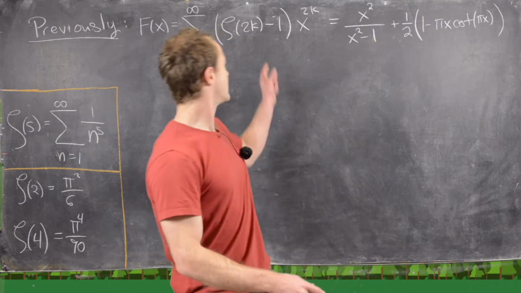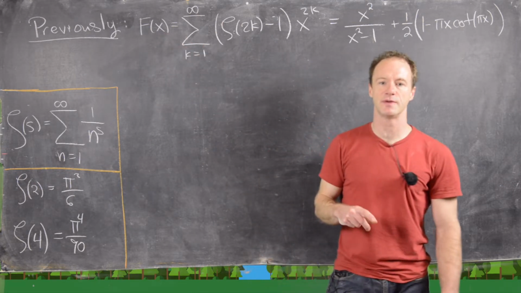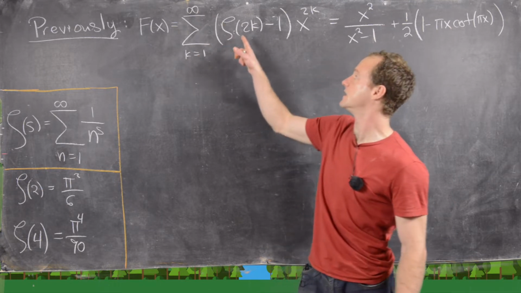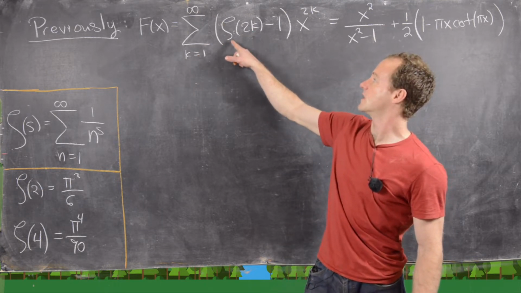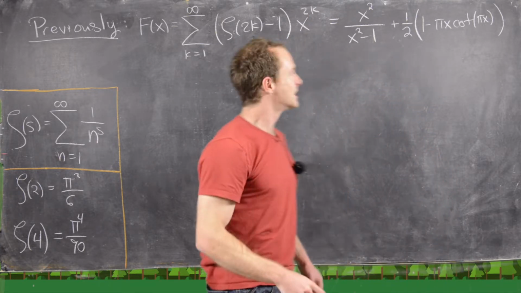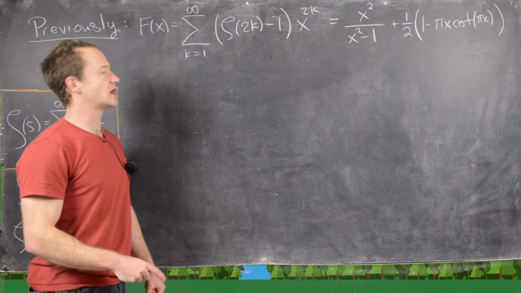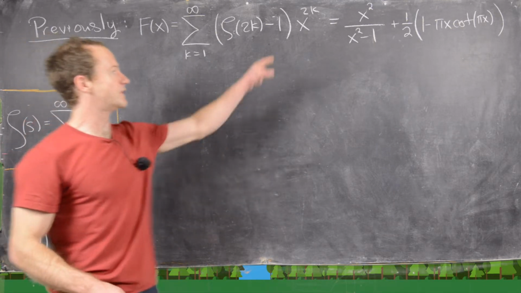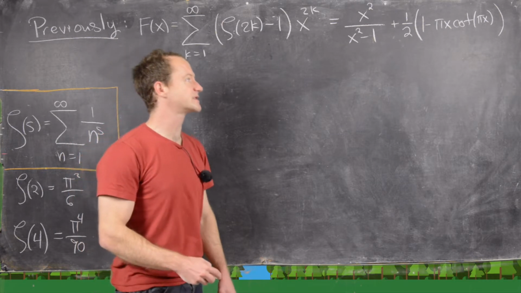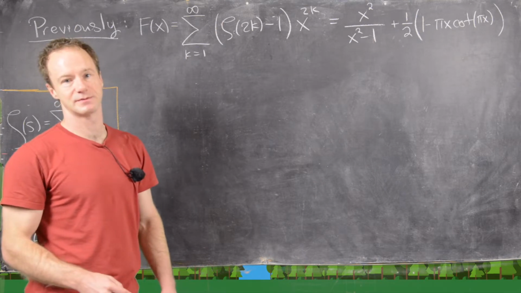And so previously we proved the following generating function. I'm going to call it f of x for this video because it'll be useful to have a name. It'll be the sum, k equals 1 to infinity, of zeta of 2k minus 1 times x to the 2k. So it's the generating function of this sequence, which is given by zeta of 2k minus 1. And we proved that that's equal to x squared over x squared minus 1 plus 1/2 times the quantity 1 minus pi x cotangent pi x.